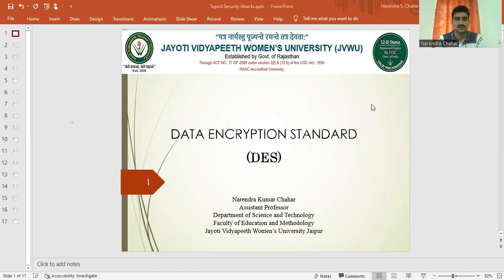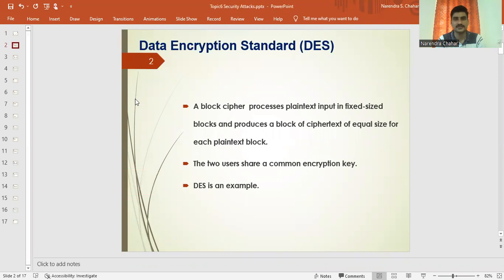So we are going to discuss the Data Encryption Standard today. This is a block cipher. So what is the Data Encryption Standard? Firstly, it is a block cipher process where a block cipher processes plain text input in fixed-size blocks and produces a block of cipher text of equal size to each plain text block. Just like I'm taking an 8-bit plain text here, this will generate a block of 8 bits and then also generate the cipher text of 8 bits only.